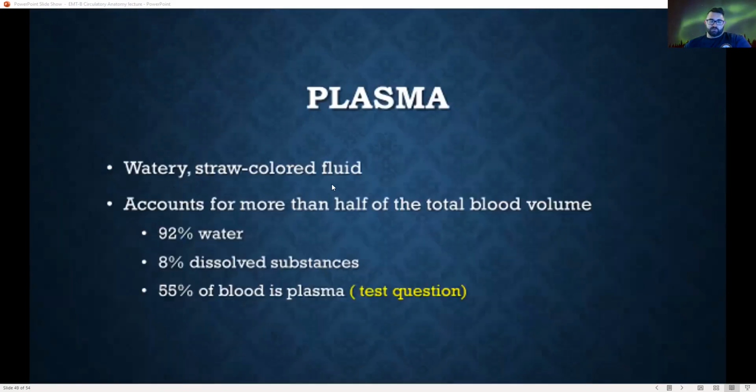So the plasma is a watery, straw-colored fluid that accounts for more than half of the total blood volume. It's 92% water, 8% dissolved substances, but 55% of blood is plasma. Looks like it might be a test question. It might be, who knows?